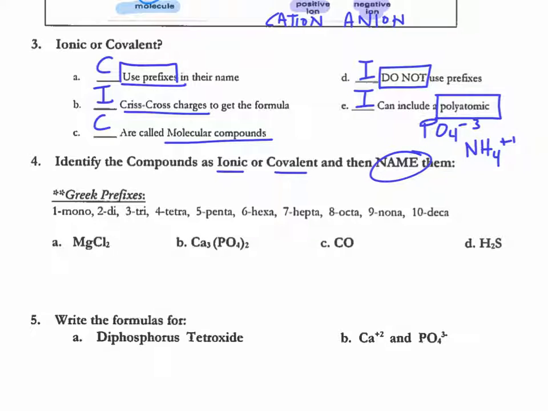So my first compound is MgCl2. So we're going to break it down. Magnesium and chlorine. Identify, are they metals, nonmetals, polyatomic, and then go from there. So magnesium is on the left of the periodic table. That makes it a metal. Chlorine is on the right side of the periodic table. That makes it a nonmetal. So the bond between a metal and a nonmetal is ionic. Okay? So that means I do not use prefixes.